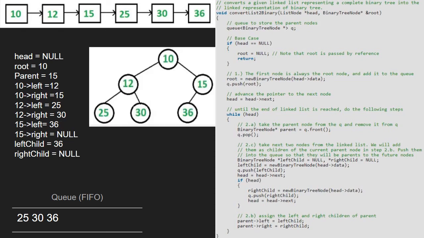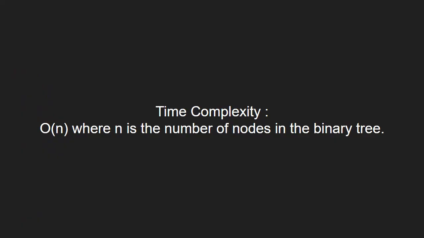Now, let us have a look at the time complexity of the program. This code will run in big O of n complexity. Here, n is the number of nodes in the binary tree. With this, we come to an end of this tutorial.